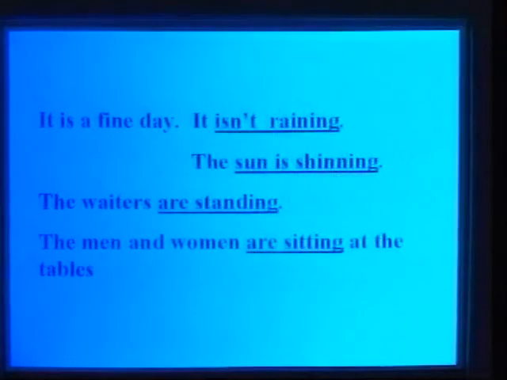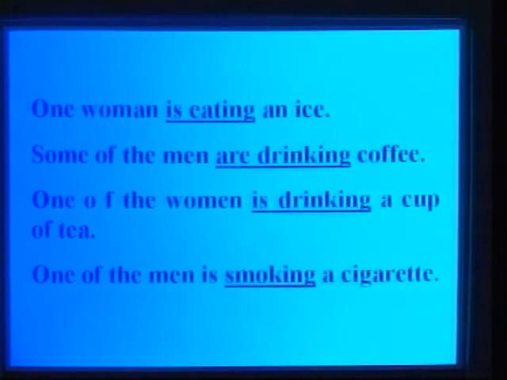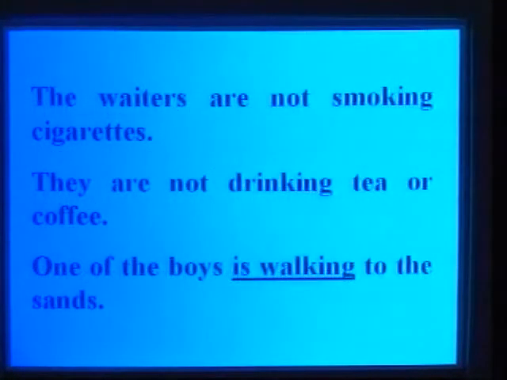It's a hotel. Then one woman is eating an ice. See, some of the men are drinking coffee. One of the women is drinking a cup of tea. One of the men is smoking a cigarette. The waiters are not smoking cigarettes. They are not drinking tea or coffee.